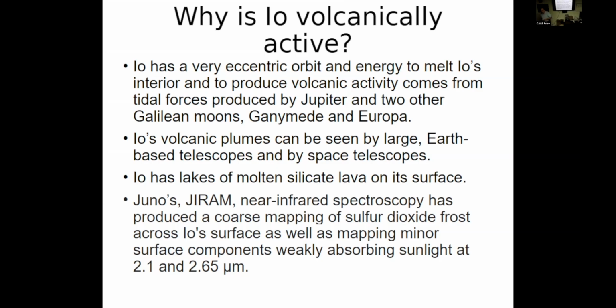So as I said, why is Io so volcanically active? It has a very eccentric orbit, and so the tidal forces are far more strenuous than on any other moon in the solar system. And that's heating things up. You can see the plumes by large Earth-based telescopes and space telescopes. Io has lakes of molten silicate lava on its surface. And these were, again, seen by Juno and other spacecraft that went there. And they could actually see in one eruption the lava flow moving. Very, very interesting. All right.